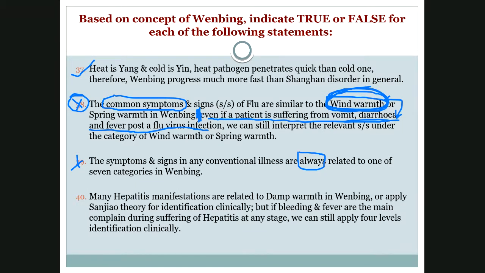Or applying Sanjiao theories for differential diagnosis clinically. But if bleeding and fever are the main complaint, and even suffering hepatitis at any stage, we can still apply 4-level differential diagnosis clinically. True or false?